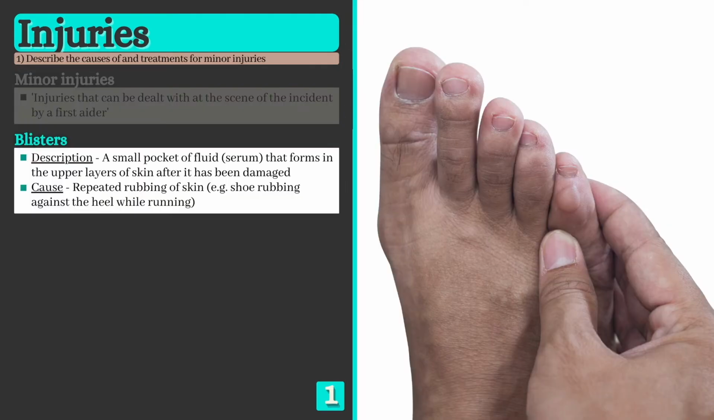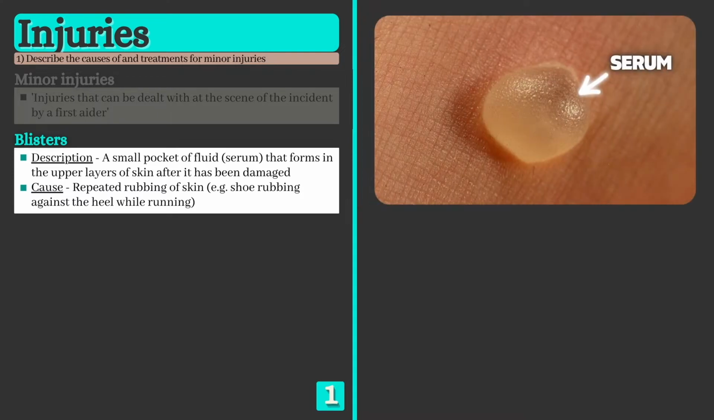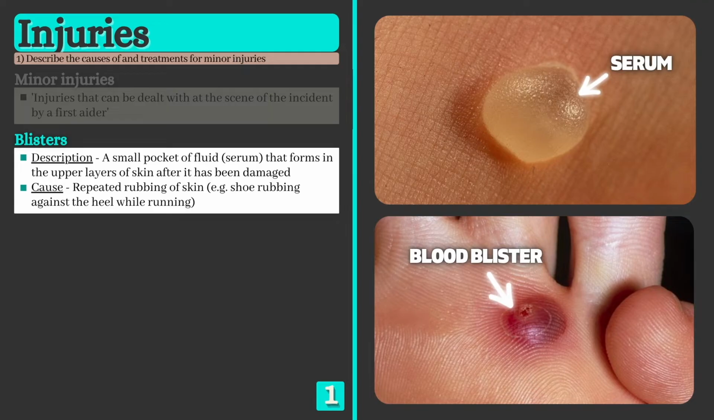aider. Number 1. A blister is a small pocket of fluid that forms in the upper layers of the skin after it's been damaged. Most blisters are filled with a clear fluid or serum, but may also be filled with blood or pus if they become infected.